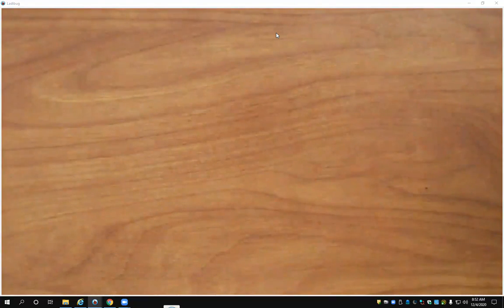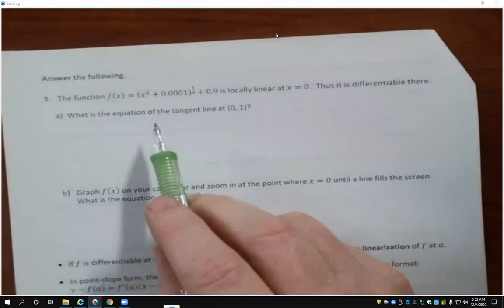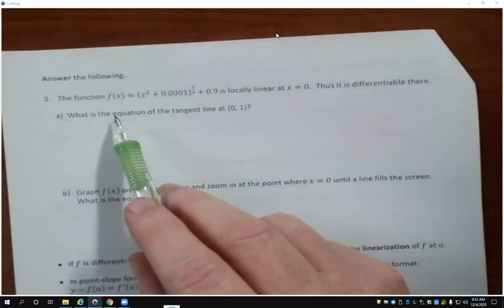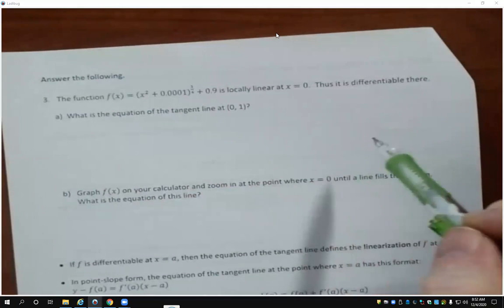All right, so big question is, what is this all leading to? And we're going to get there just in a few minutes here. So we have another one here. The function f of x equals, that function is locally linear at x equals 0.